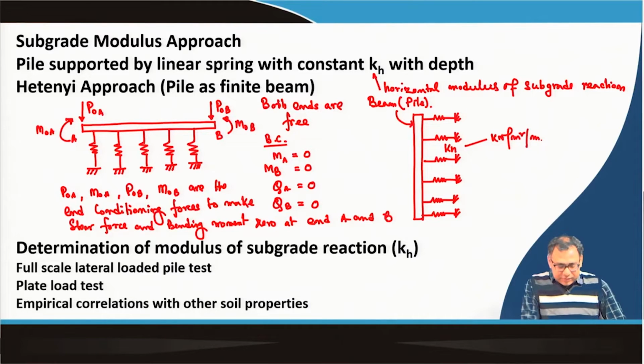Okay. So, the determination of the modulus of subgrade reaction, kh, can be done by a full scale lateral loaded pile test. We can do the lateral loaded pile test and determine the kh. We can do the plate load test, or we can use empirical correlations with other soil properties.